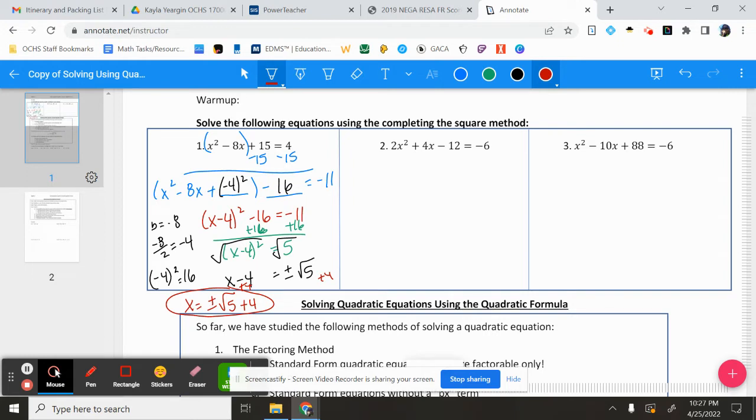Now that you've seen this one, pause the video, make sure that you know what you're doing, work through the second one, and then check your work.